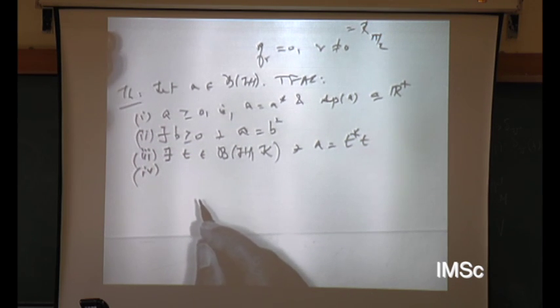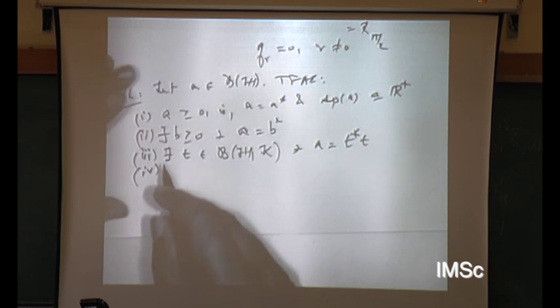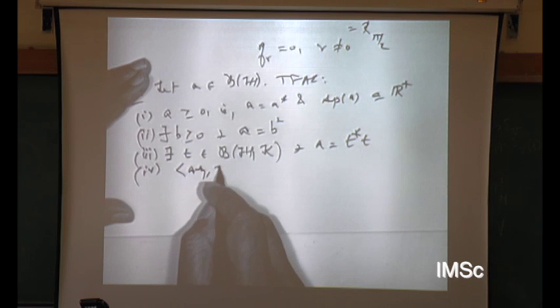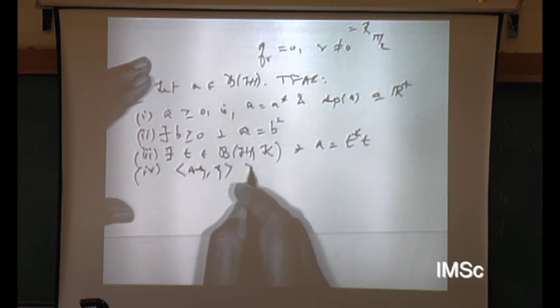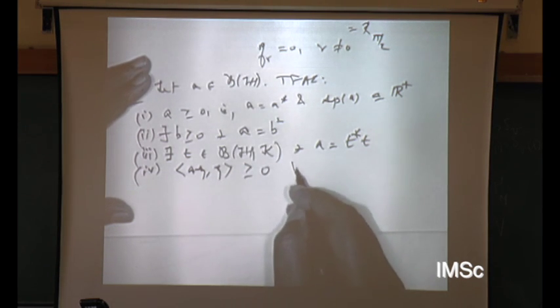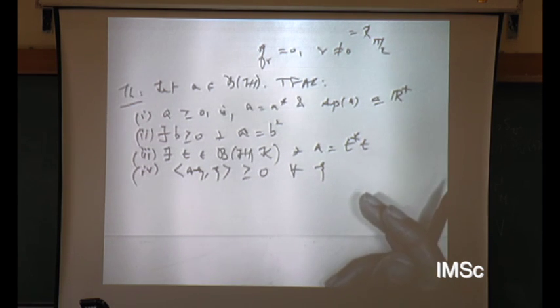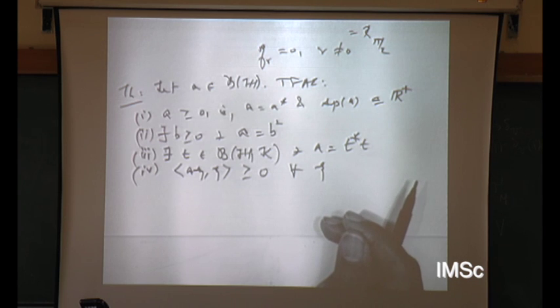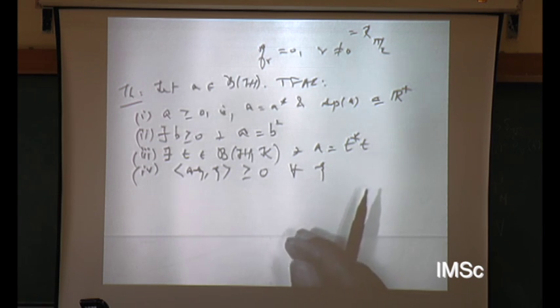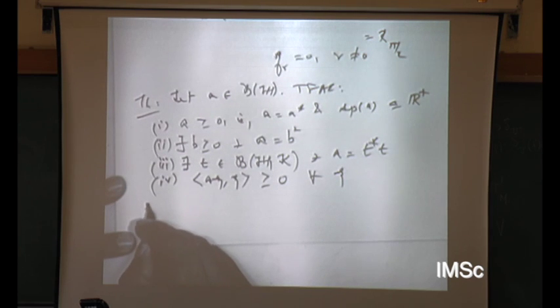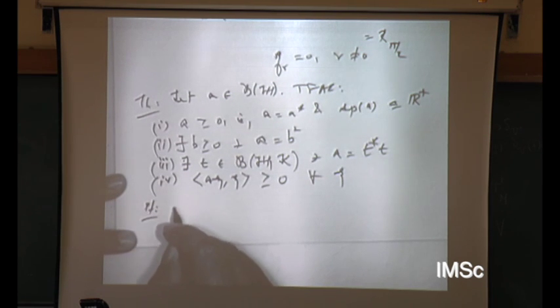And finally, what is the final condition? The quadratic form of A, ⟨Aξ, ξ⟩, is non-negative. Okay. So for the proof, I think 1 implies 2.